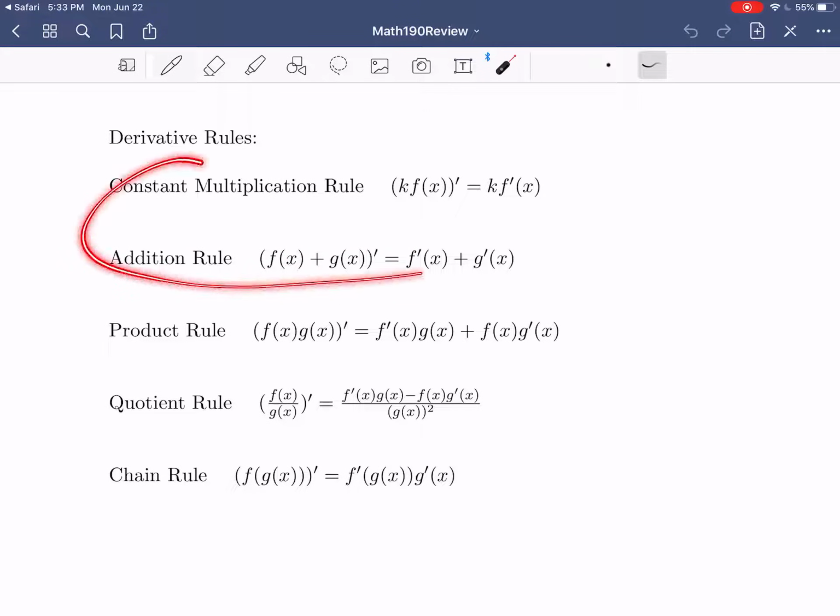Now, of course, you can put these two together and derive what's called the subtraction rule, because subtraction is just addition with a -1 multiplier here. So we don't really need to say the subtraction rule separately. It's just a natural consequence of these two rules.